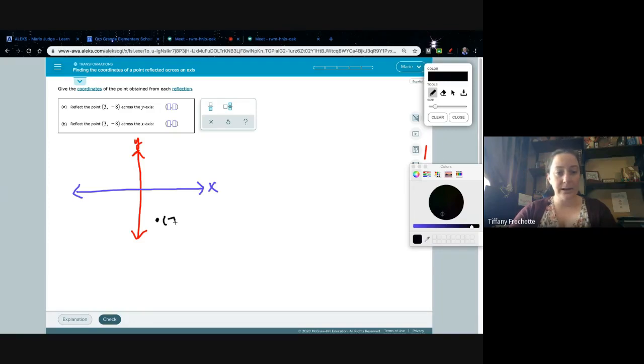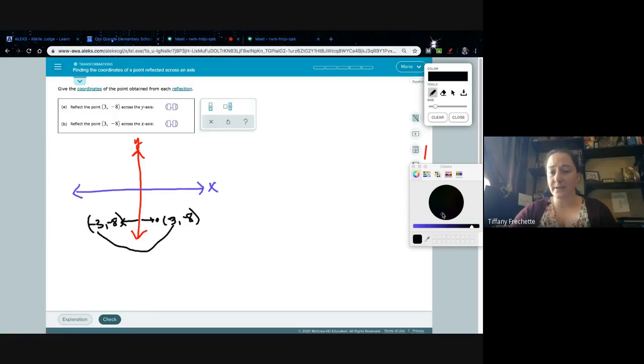So here's 3, -8. And I want to reflect it across the red line. Well, how far away is it from the red line? I had to go over 3. So I want to go away from it this way, the same number of units. So I want to go to the left 3, but I still have to come down to the same point. So -8. So if you notice, what's changing when I reflect it over the y-axis? Only the x-coordinate, and it's just flipping from positive to negative.